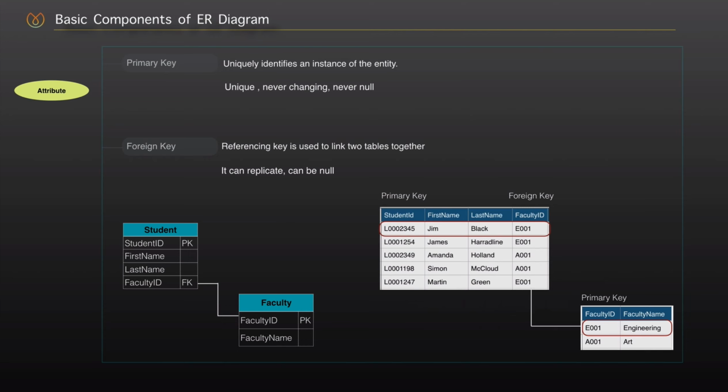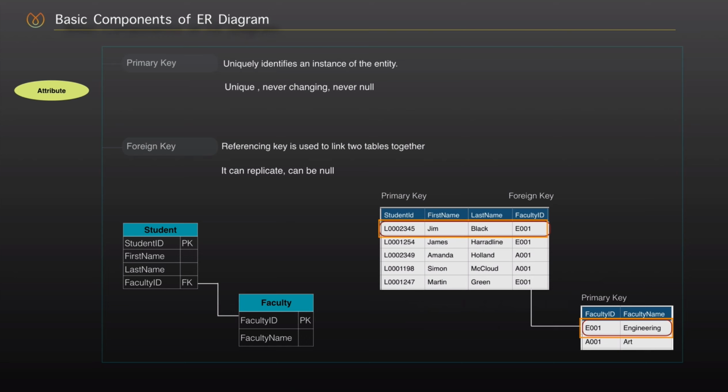A foreign key, sometimes called a reference key, is used to link two tables together. Typically you take the primary key field from one table and insert it into the other table, where it becomes a foreign key. Note that a foreign key does not need to be unique. Multiple records can share the same values.